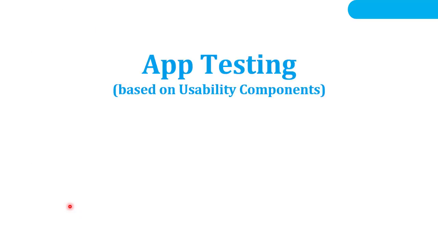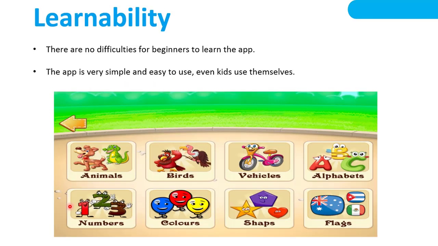Well, app testing based on usability components. The first component is learnability. In this application, after running tests, there are no difficulties for beginners to learn the app. The application is very simple and easy to use, even kids use it themselves. Like the interface given below, if you click on animals, the animal section will open. If you click on birds, the birds menu will open. If you click on vehicles, the vehicles menu will appear. Alphabet, and likewise numbers, colors, shapes, flags and so on.